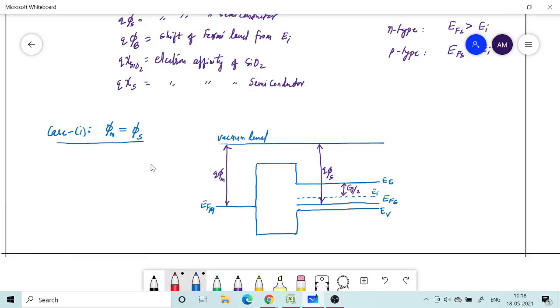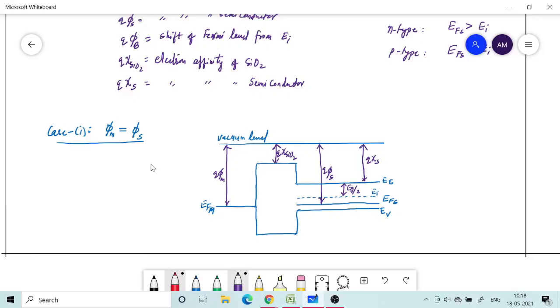So this is my conduction band edge, and this is my valence band edge, and then there's a jump from semiconductor to oxide when I go. So there is going to be a jump. So this is my Q chi SiO2, and this is my Q chi S.